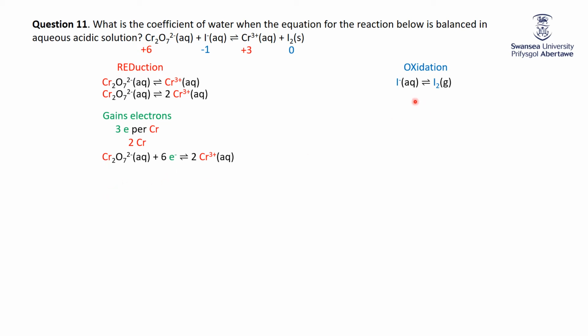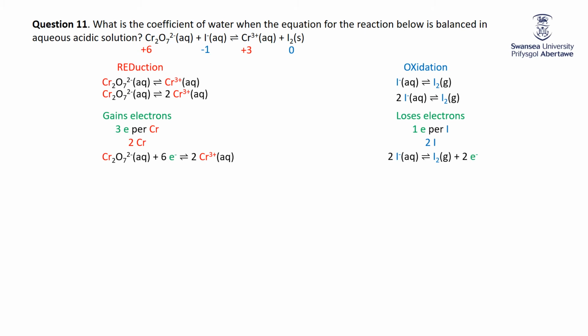Let's go back to our oxidation one. Again, we see that we've got an imbalance in the important atoms. We need 2 iodides to go with the 2 iodine atoms in iodine. Oxidation is where a species loses electrons. Each iodine goes from -1 to 0, so each iodine loses 1 electron. There are, however, 2 iodines, so we need 2 electrons, and because it's losing electrons, we say it produces electrons, so the electrons go on the right-hand side.